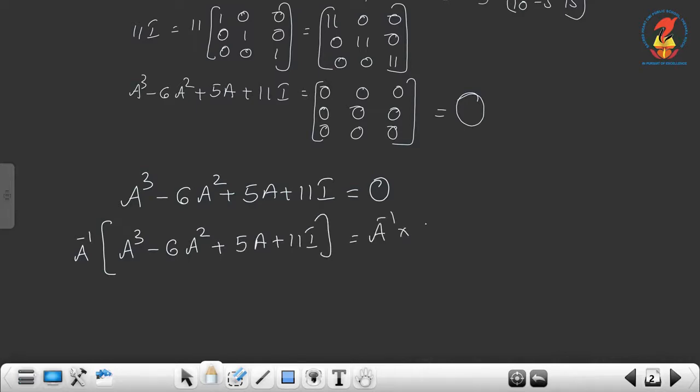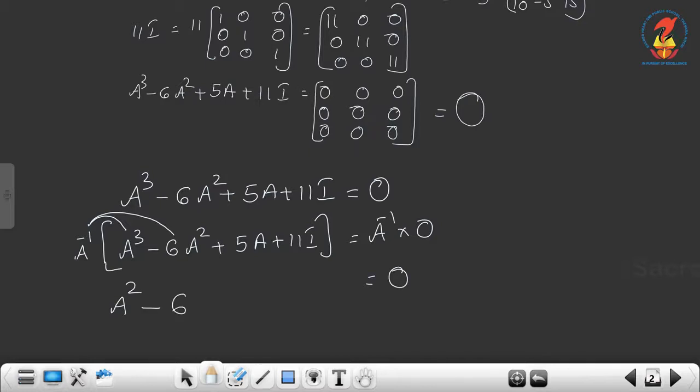A inverse into 0, so this is 0. Left hand side, A inverse into A cube. Multiply like this. A inverse into A cube means A raised to minus 1 plus 3, that's equal to A square. That way you have to write.